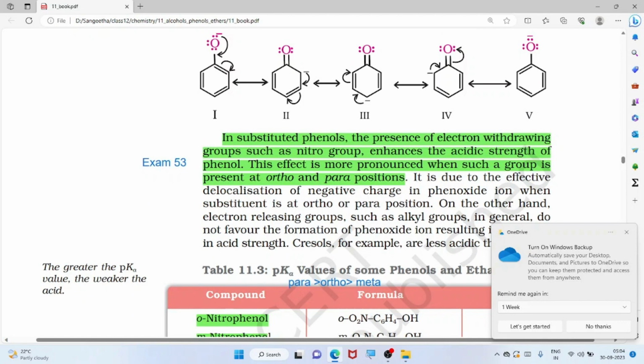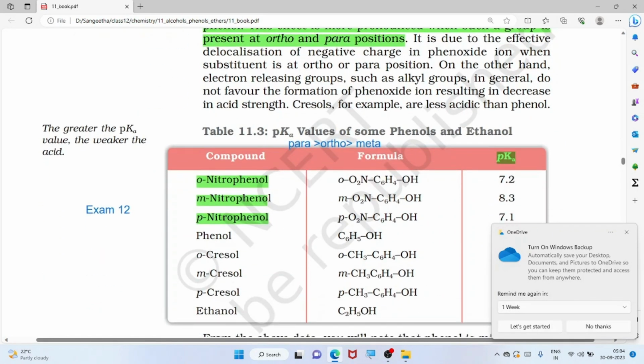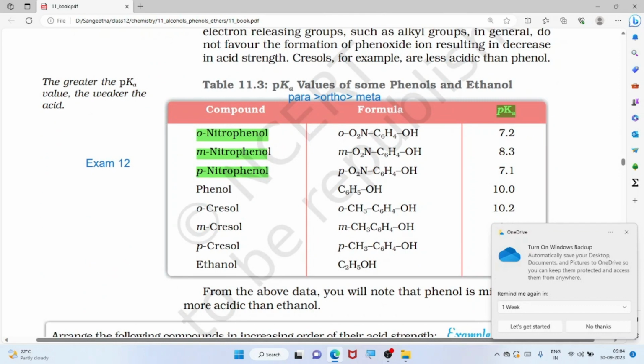If you have a nitro group attached to the benzene ring, that is more acidic than the phenol. Here you see this is a phenol and this is with the nitro group. That is more acidic; a lower pKa value means more acidic. Among the ortho, para, and meta nitro, para is more acidic than the ortho, and then that is more acidic than the meta. So here you see ortho, meta, para, you see the acidity difference. Nitrophenol is more acidic than the phenol because of the electron withdrawing nature of the nitro group.